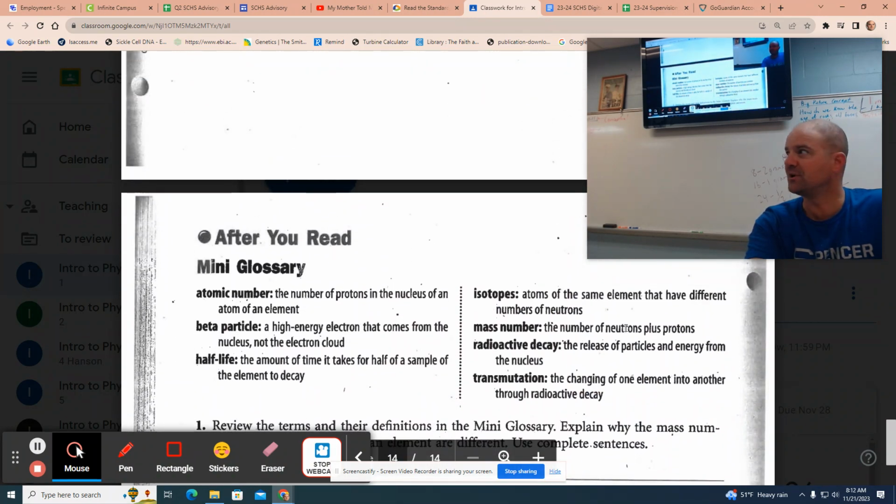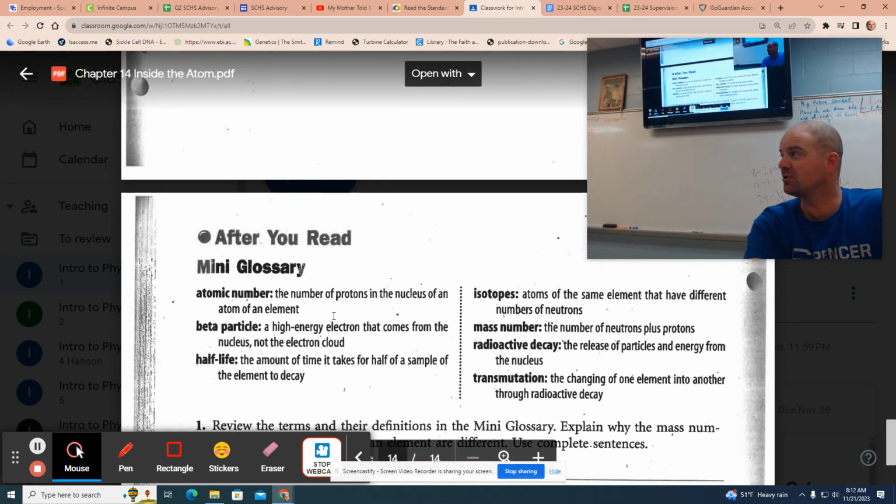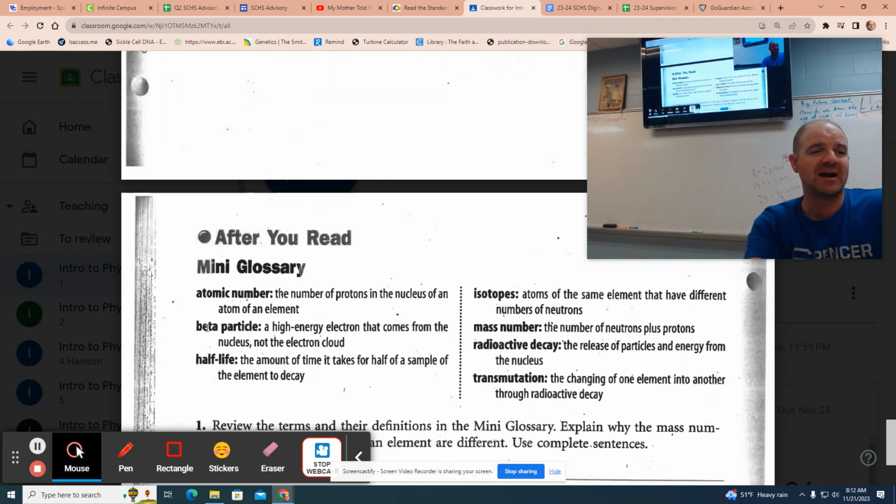Oh my goodness, we're done reading. Mini glossary. We've got atomic number. We already have that in your notes on the back of your periodic table. Beta particle. Did we take that down in our notes? I don't think we did. So beta particle, a high energy electron that comes from the nucleus, not the electron cloud. How does that happen? Well, because it used to be part of a neutron. So beta decay, you probably want to put that in your notes.